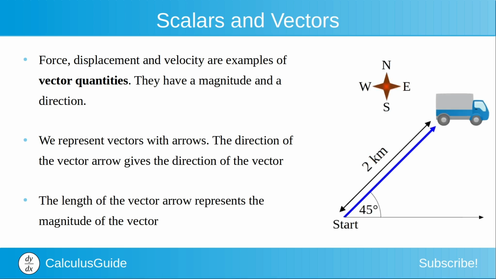The figure to the right now shows the displacement vector for a truck 2 kilometers northeast from its start position. The vector arrow still points in the same direction, but its length is twice as long, indicating a displacement of 2 kilometers rather than 1.